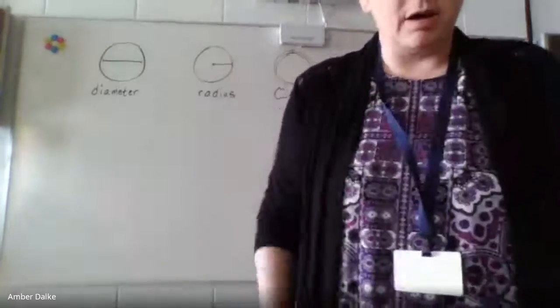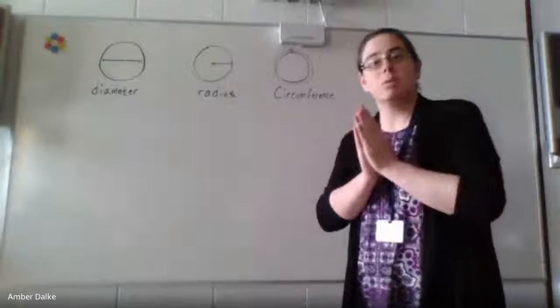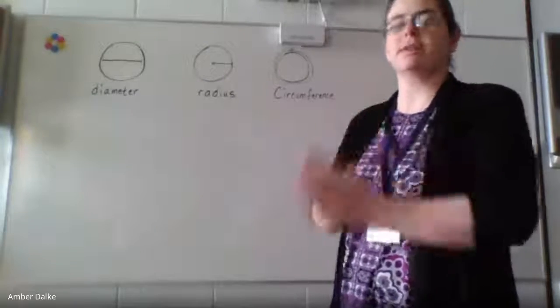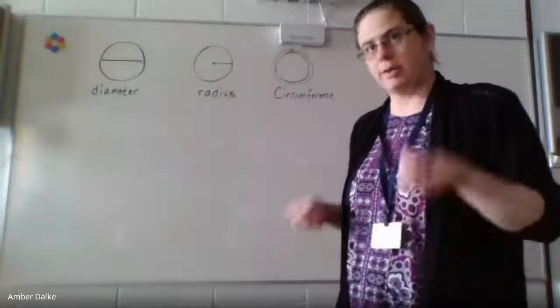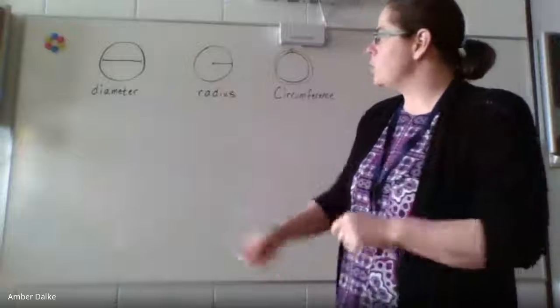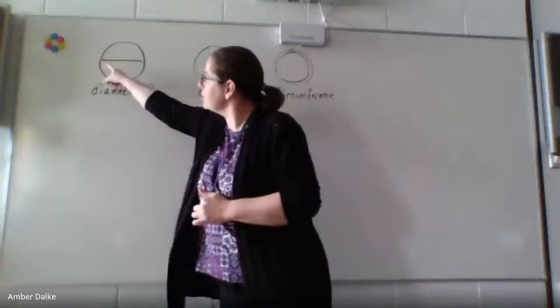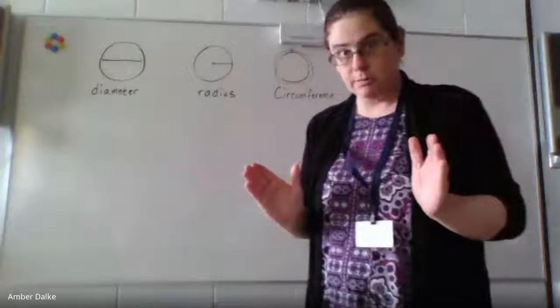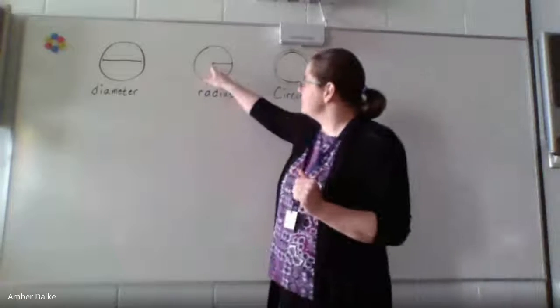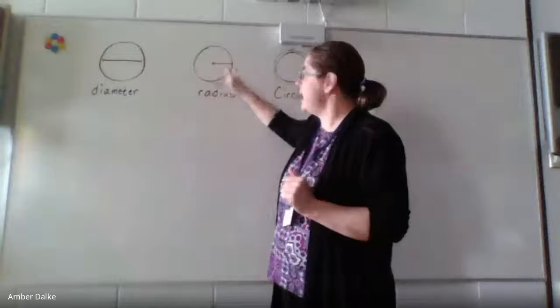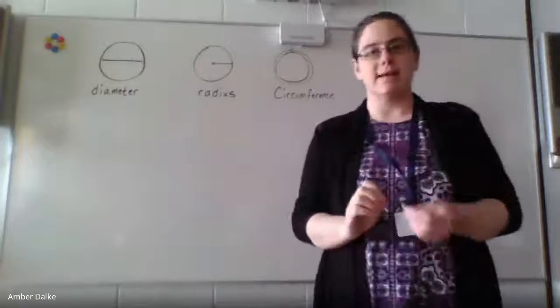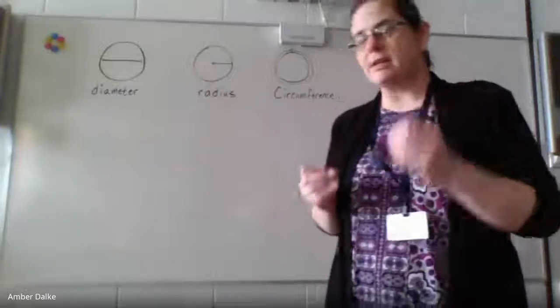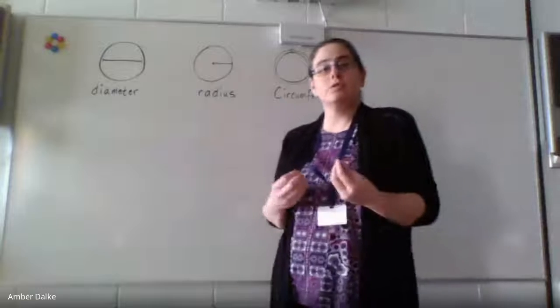So some terms here that we have to be aware of with regards to circles. There are special names for the parts of a circle, okay? The distance all the way across a circle at the widest point is called the diameter. The distance from the middle of a circle to the edge is called the radius. And it's actually the radius that we use when we choose to draw a circle.